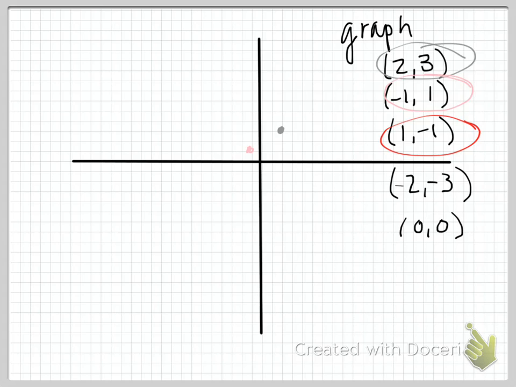1, negative 1, I go right 1, down 1. 2, negative 3, I have to go left for the negative and down for the negative. And 0, 0, I stay in the middle. That's going to be my origin. So remember, you walk to the elevator because it's your x first, and then you ride the elevator to do your y.